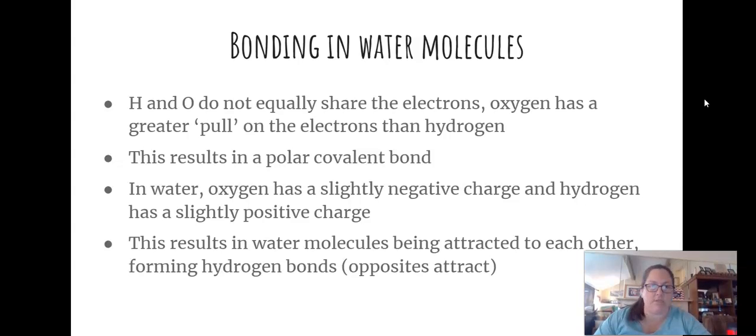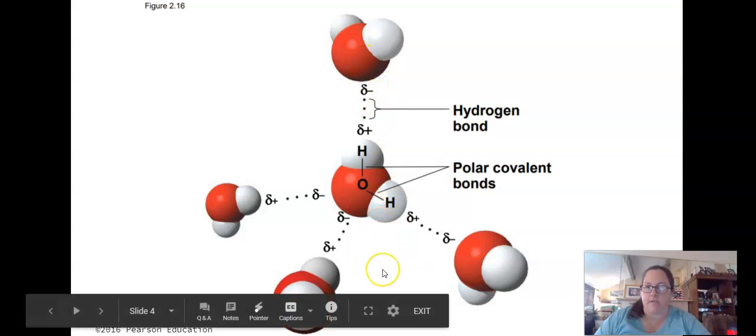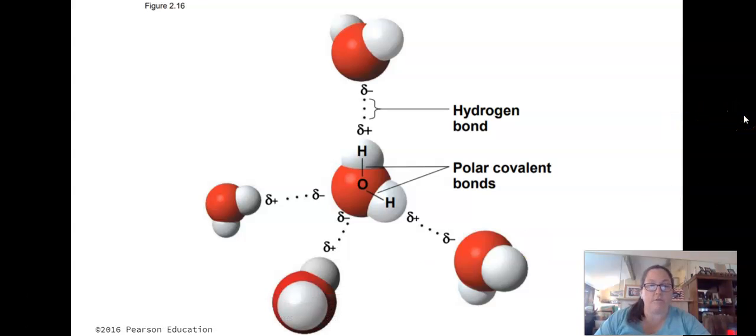So since oxygen is pulling those electrons towards it, it has the slightly negative charge. If you remember, electrons have a negative charge. And then the hydrogen is going to have a slightly positive charge. Alright, so what does that look like in a water molecule? You can see this little symbol here. This is called delta. Delta is from the Greek letter delta, and it means partial. So we have a partial positive charge on the hydrogen, and we have a partial negative charge on the oxygen. And that is very important with binding of water to other water molecules and to other things.